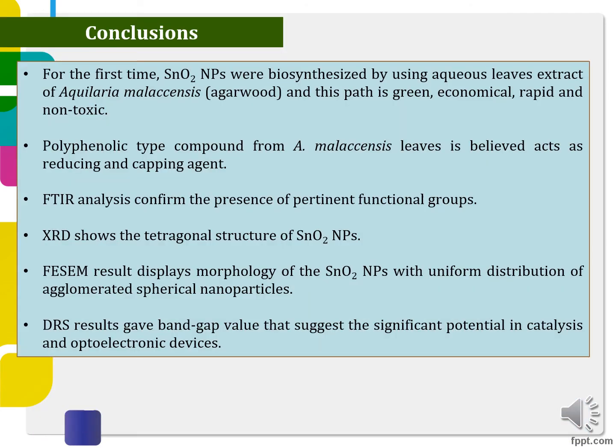So for the conclusion, we report for the first time the biosynthesis of tin oxide nanoparticle using leaf extract of Aquilaria malaccensis or agarwood. Polyphenolic-type compounds from agarwood leaf are believed to act as reducing and capping agents. FTIR analysis confirmed the presence of pertinent functional groups. XRD shows the tetragonal structure of tin oxide nanoparticle. FESEM results display the morphology of tin oxide nanoparticle with a uniform distribution of agglomerated spherical nanoparticles. And lastly, DRS results gave band gap values that suggest significant potential in catalysis and optoelectronic devices.